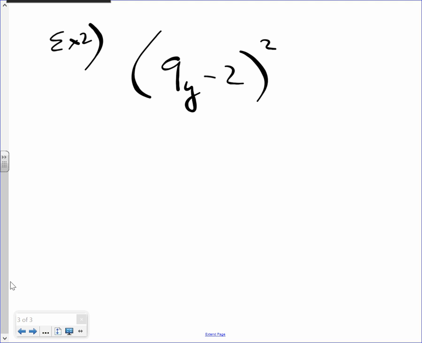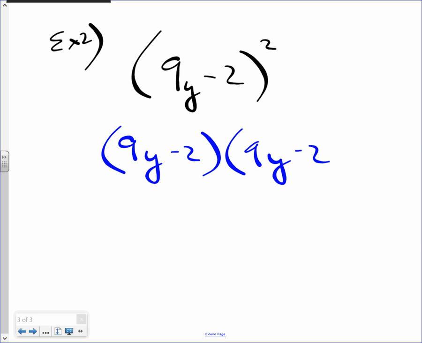What it does mean is, well, who thinks they can tell me what it really means? Let's go, Garcia. Go. By itself. This means this binomial times itself: 9y minus 2 times itself. Very good, Garcia. That's what that means. Go write that down. Anything to the second power means that times itself. So the whole dang binomial, I'm going to multiply it by itself.